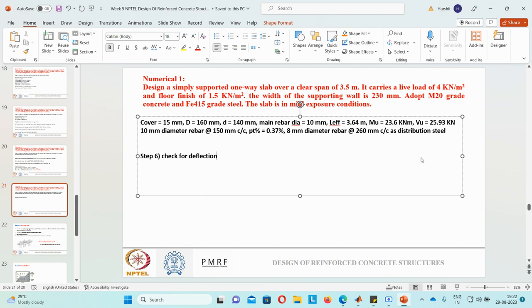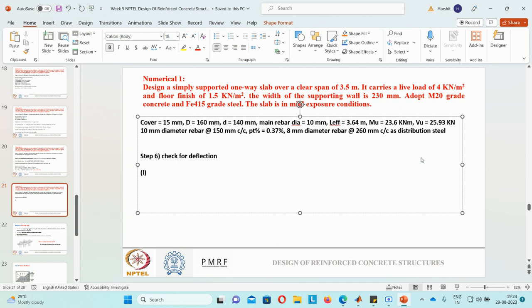I don't remember those provisions as of now, but there are some provisions. You can see the code ones. What are the exact values that they use? I don't remember right now, but generally we avoid providing bent-up bars until and unless it becomes very necessary. The first criterion is to go with vertical stirrups, then inclined stirrups, and at the end go with bent-up bars. So what is the check for deflection?